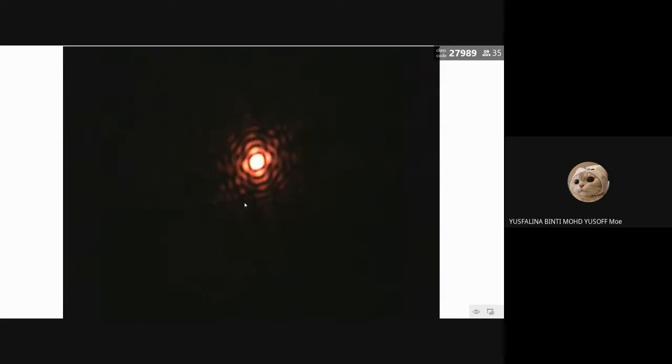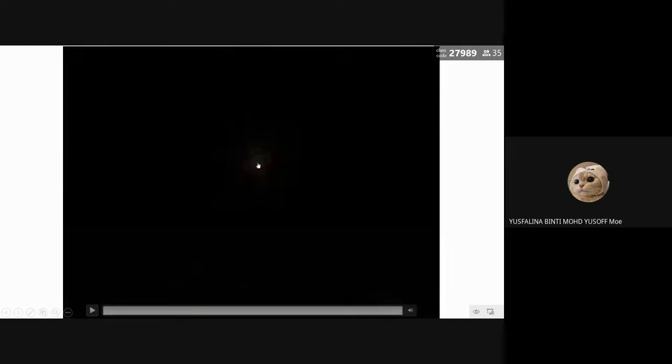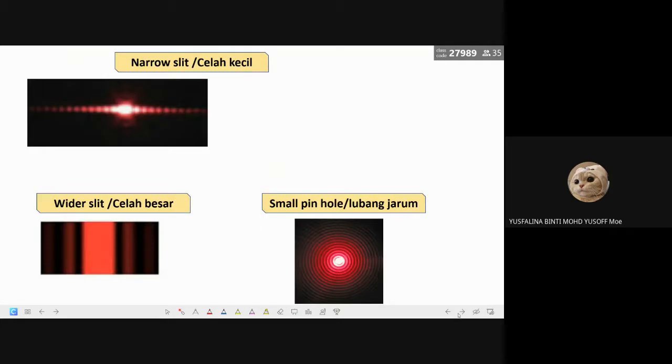Right, so this is the center here. Okay, very bright one at the center. So this is what happened when you pass through a pinhole. Okay, so narrow slit, right? Wider slit. Okay, and this is what happened when they pass through the pinhole.